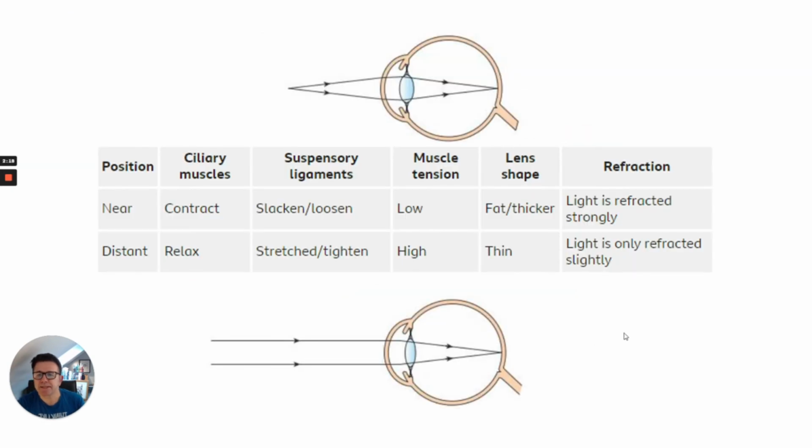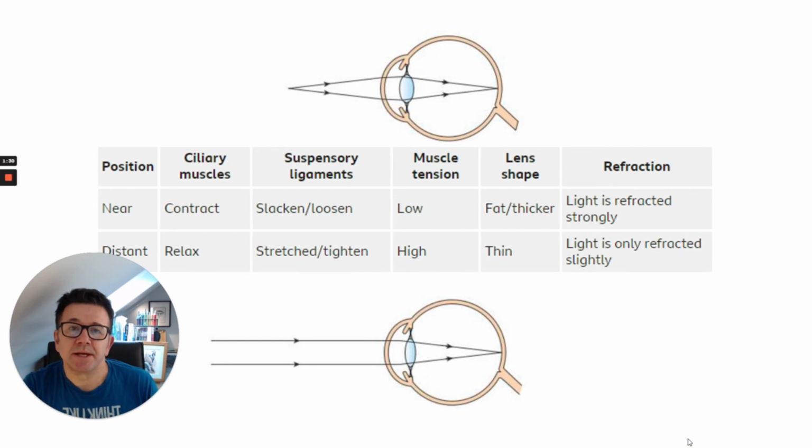So to summarize, okay, so when you're at a near object, the ciliary muscles contract, the suspensory ligaments slacken or loosen. Try to use those words in an exam. This makes the lens shape fat or thicker, therefore light is refracted more or more strongly. Distant object, the ciliary muscles relax, the suspensory ligaments tighten, so that's what makes the lens shape thin, okay, because the muscle tension is higher, so it's almost stretching the lens, and light is only refracted slightly.